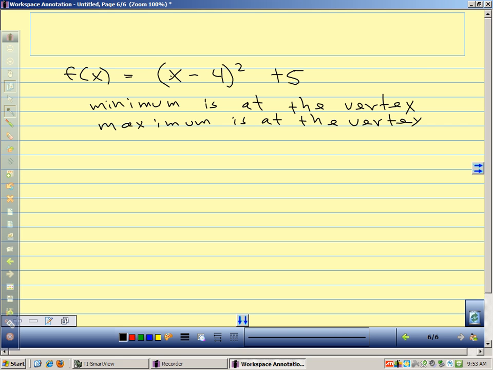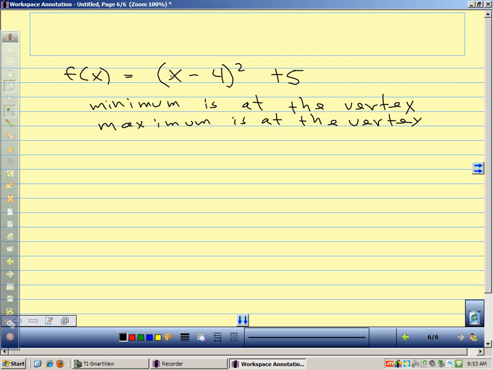So that's one reason why it might be useful to be able to put our function in vertex form, because the vertex tells us where our minimum and maximum value is going to be. So if we're given a problem that says what's the maximum value of this function, the maximum is going to be the vertex. The x value is h, and the maximum y value is going to be k for our vertex.